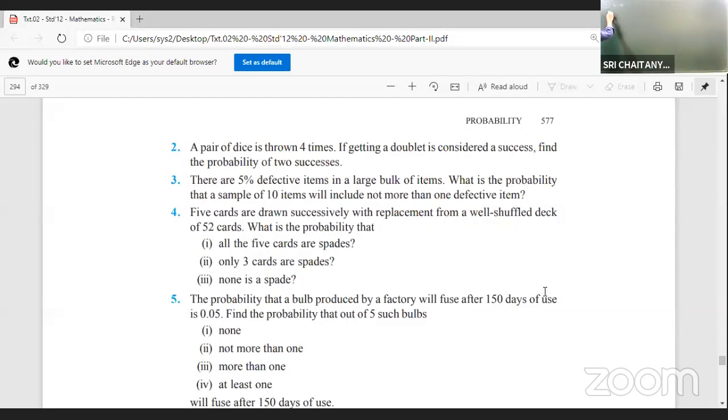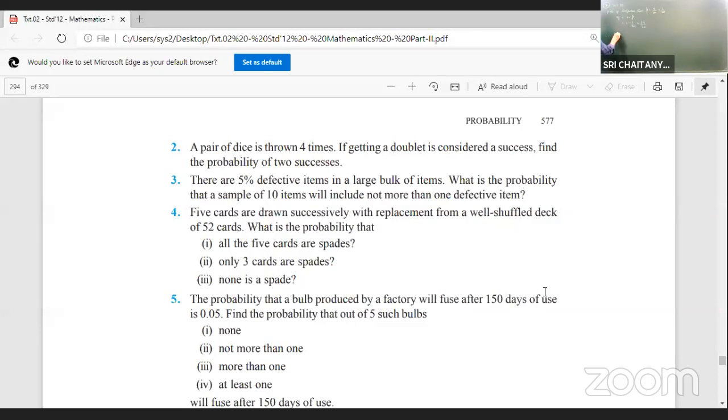Now, given probability of defective items, small p is equal to 5%, which is nothing but 5 by 100, right? 1 upon 20. Understood? Now, q is equal to 1 minus p, which is equal to 1 minus 1 by 20, which is nothing but 19 by 20, right? Therefore, n value is equal to 10.